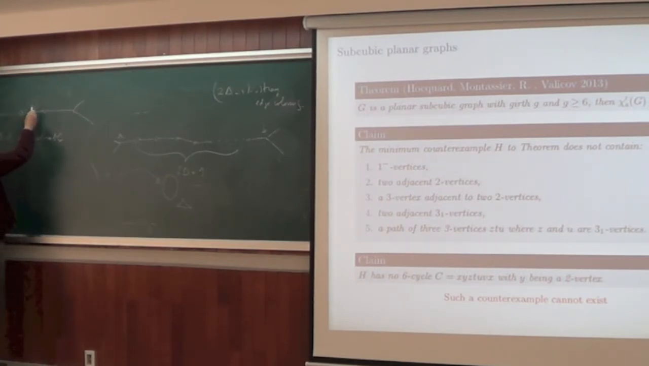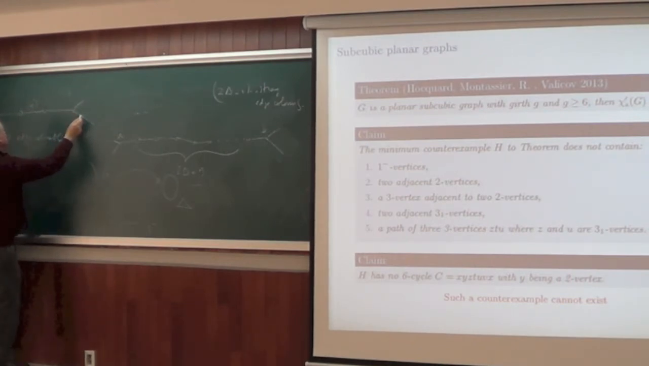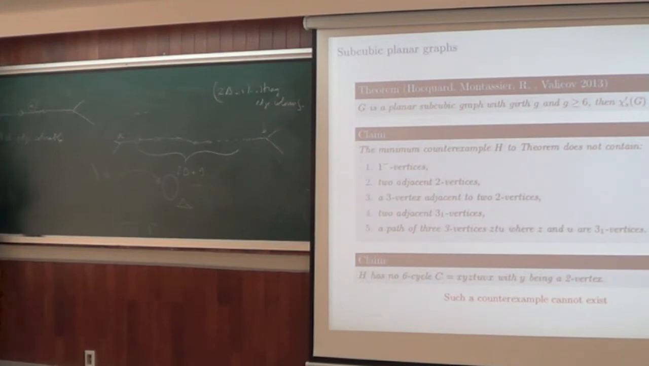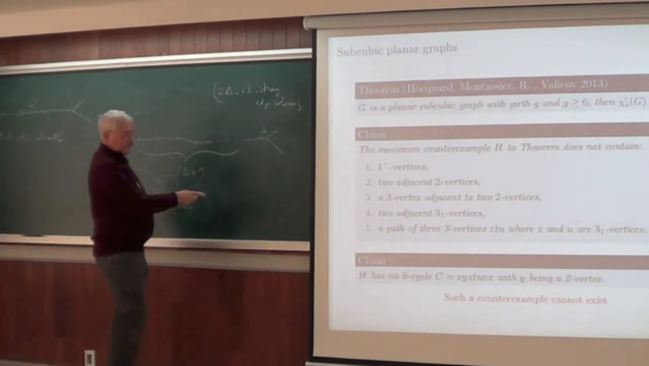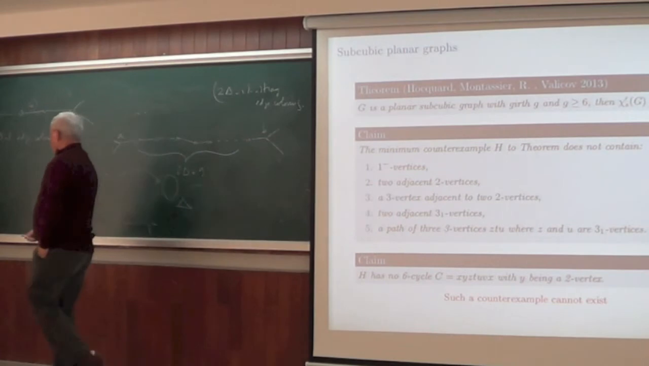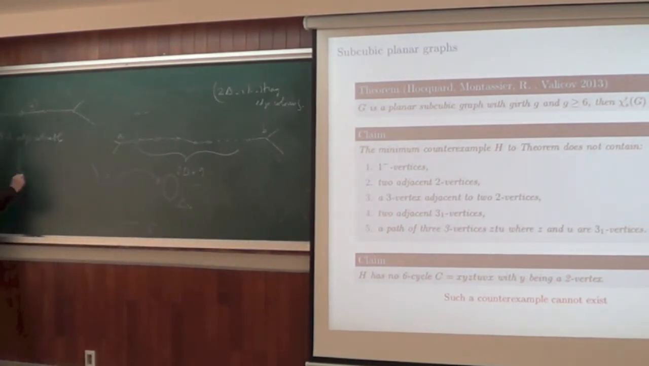If I color this, how many forbidden colors are there? There are one, two, three, four, five, six. So I have three colors I can use. So there is no such path with two adjacent vertices of degree 2. We can also prove that there is no such path of length six, because you remove this one, you recolor, and so on. Then it is more difficult, it's more technical.